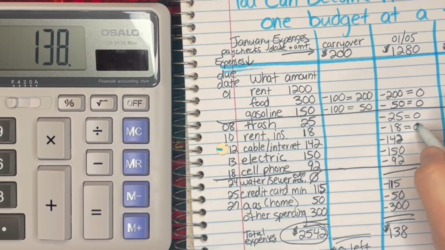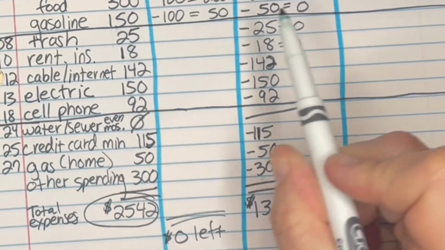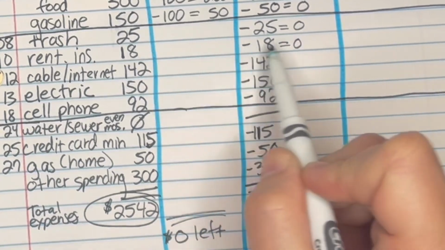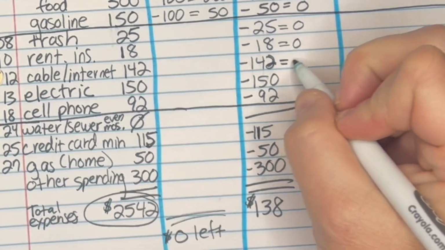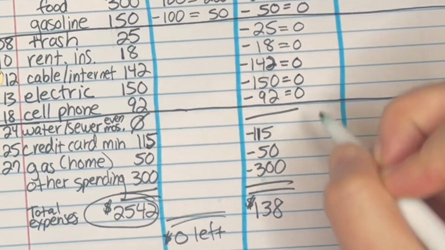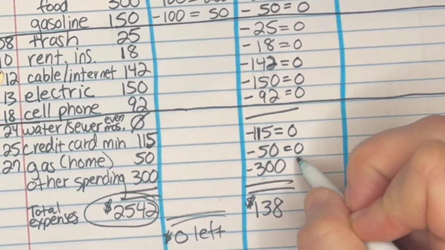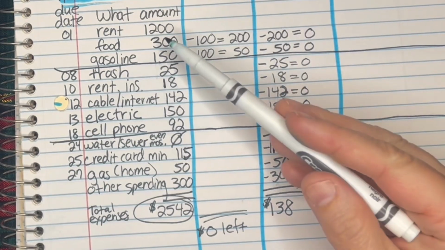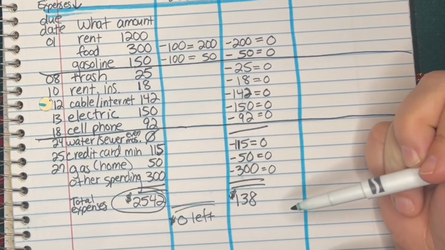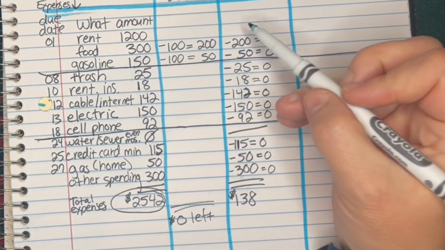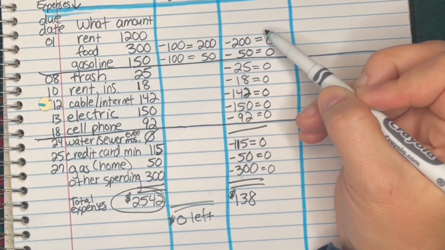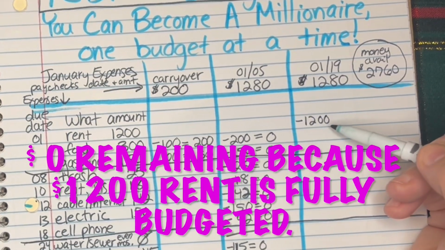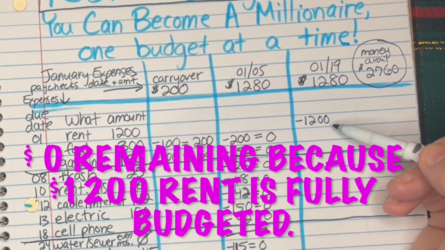And all of these are down to zero. We wanted to budget $25 and we're taking $25 out. So 25 minus 25 is 0, 18 minus 18 is 0, and so on. So everything is budgeted for except for the rent. And if you want, you can put this 138 and put minus 138 right here and then put whatever is going to be remaining. But I decide I just want to put the full amount one time.